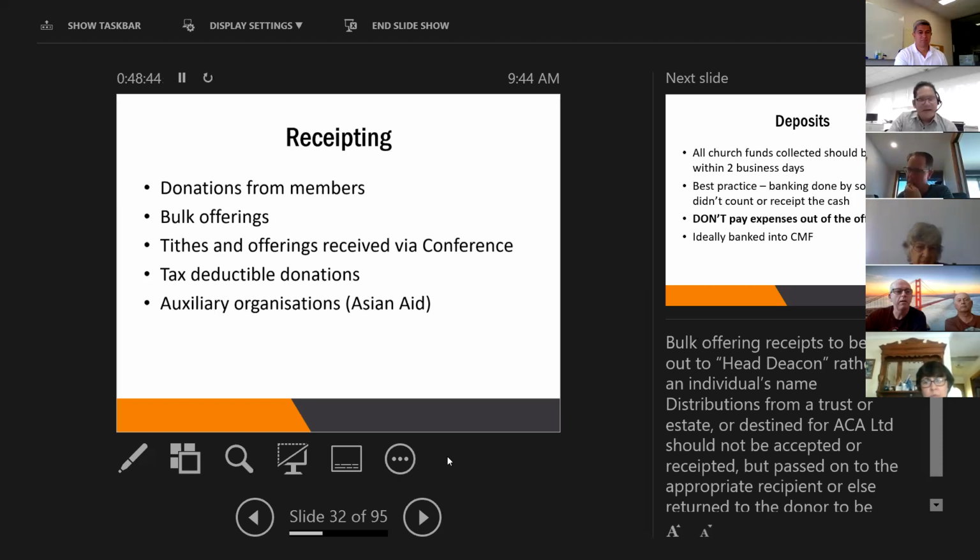And sometimes there are donations for auxiliary organizations, Asian Aid, for example. What we encourage is, if a church member approaches you as a treasurer and says, look, I want to donate to this organization, which is not part of our offerings and tithe, that those members pay straight to that organization. If you want to get in touch with those organizations, first you can talk to us, and we will give you the contact details for that organization, and then you can pass it on to that member, and they can pay their offerings straight to those organizations.